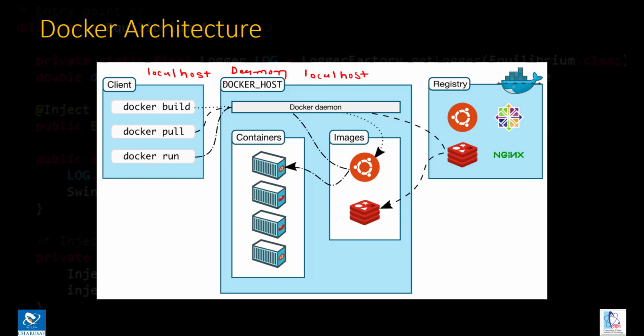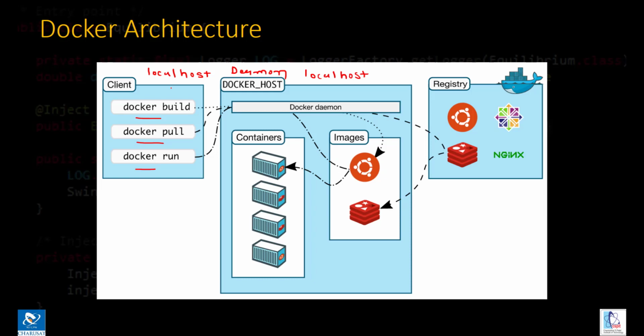Remember this: whenever you do any operation with Docker, you initiate that operation with the Docker client, and the Docker client sends that request to the Docker daemon. These are the various commands: you can build a Docker image, pull a Docker image, and run a Docker image. But everything goes to the Docker daemon, and the Docker daemon has various images. An image is nothing but the packaged software inside Docker.